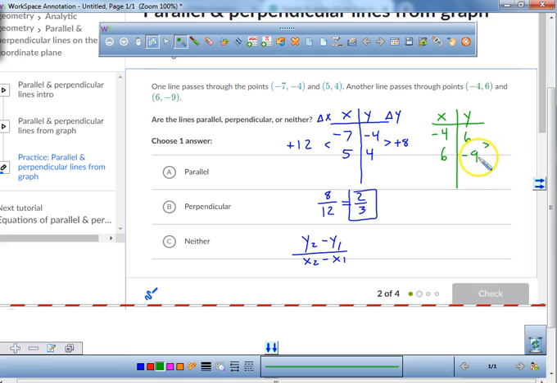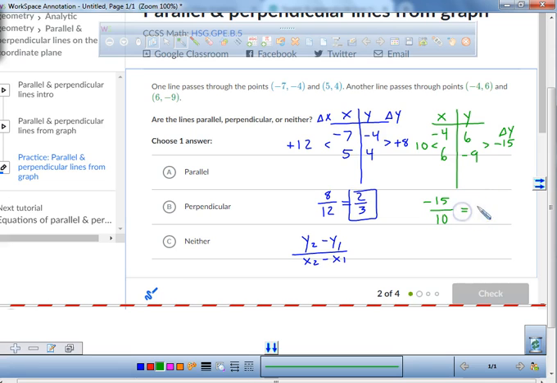Now, if I went from a 6 to a -9, it looks like I dropped down 15. So I took 6 minus 15, which gets me -9. If I went from a -4 to a 6, I would have to go up 10. So what's my change in y on this one? -15. What's my change in x? +10. And that reduces to -3 over 2. Now, if you look at these, 2/3 is the negative reciprocal of -3 over 2. So these points are perpendicular.